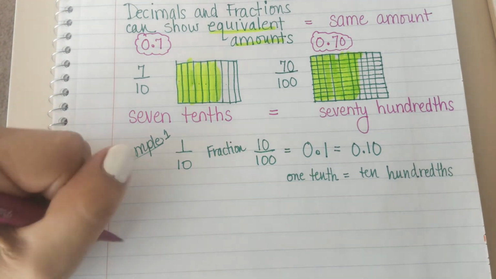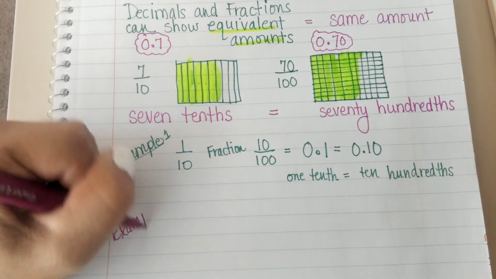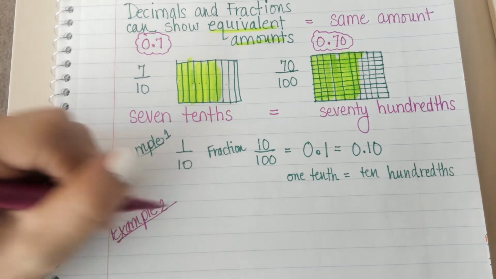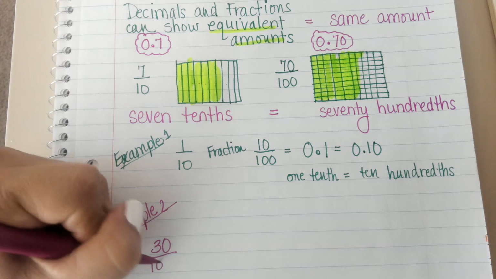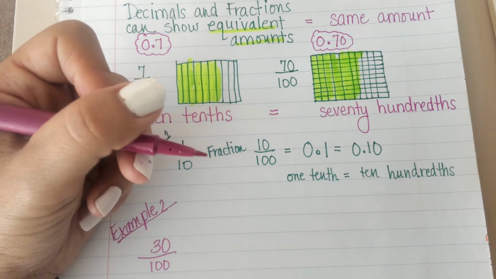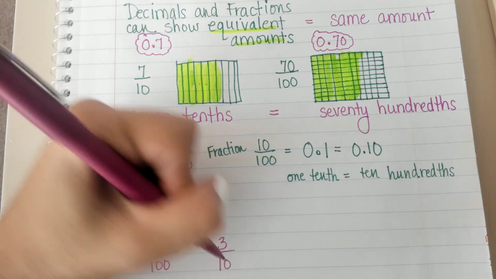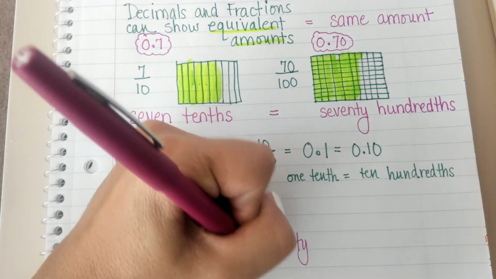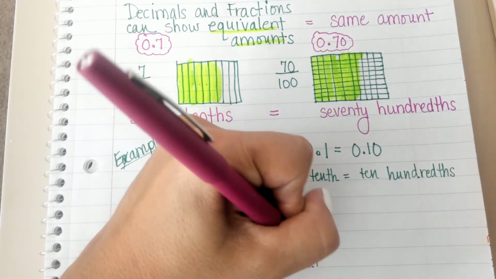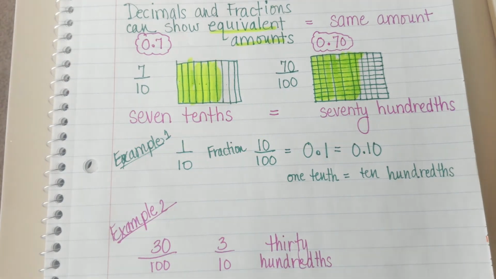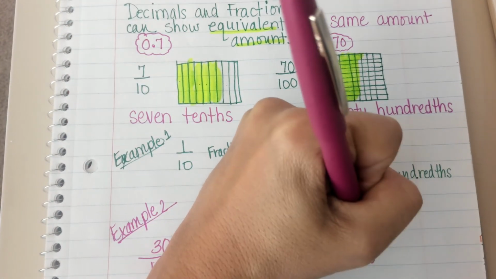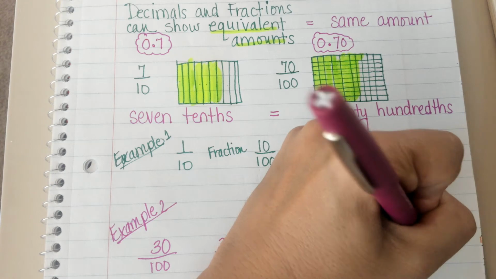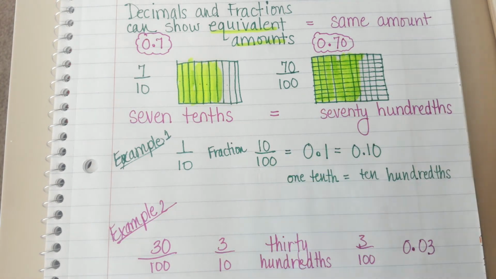Okay, you're going to have a couple of problems to work out that are going to look like this. I've got 30 hundredths, 3/10ths, 30 hundredths. Don't forget your THS. We've got 3 hundredths. And we've got 3 hundredths.